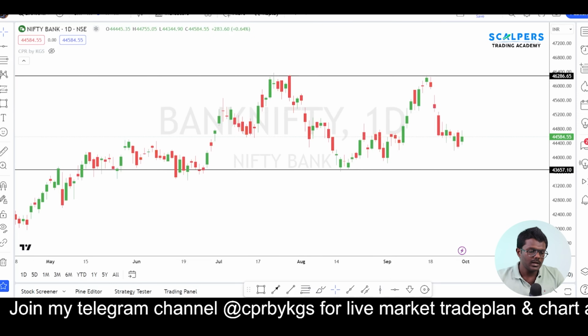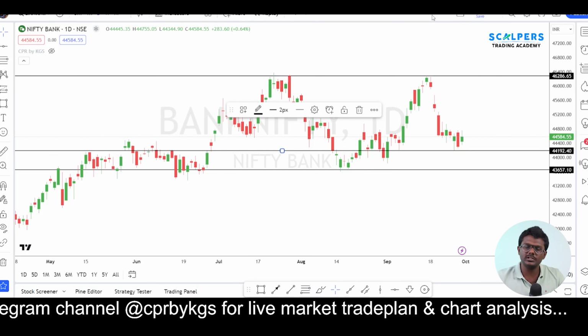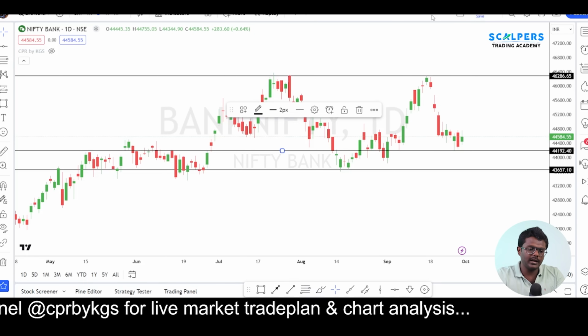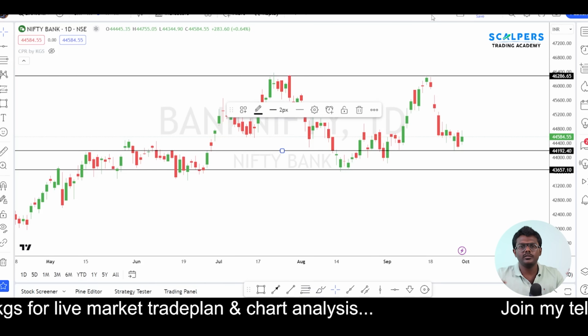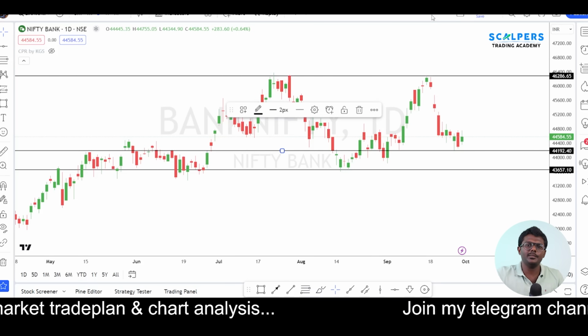So in short, below this hammer candle low, we are going to be bearish in Bank Nifty. And in fact, if this hammer candle low is not broken, then we will start focusing on long positions at every previous day high breakouts.